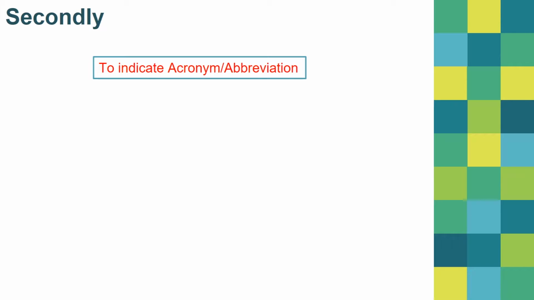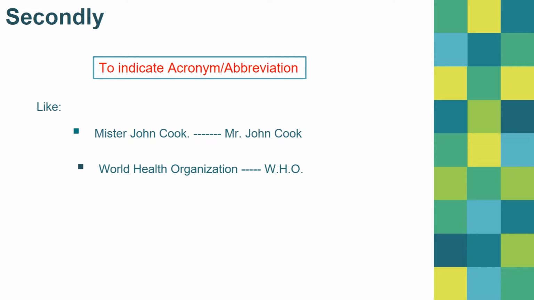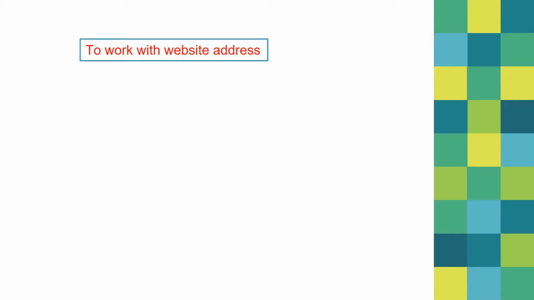Secondly, we can use it to indicate acronym or abbreviation, like Mr. John Cook. So rather than writing MISTER, we can write MR full stop. World Health Organization, we can write W.H.O.